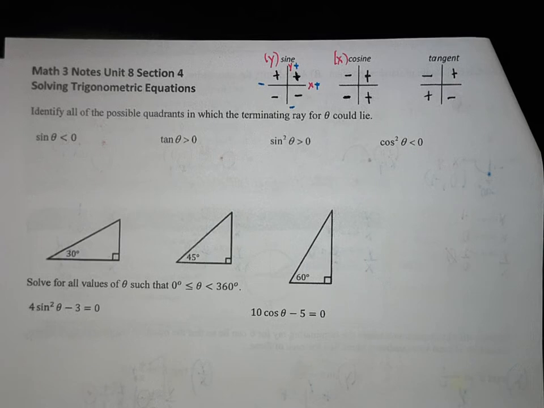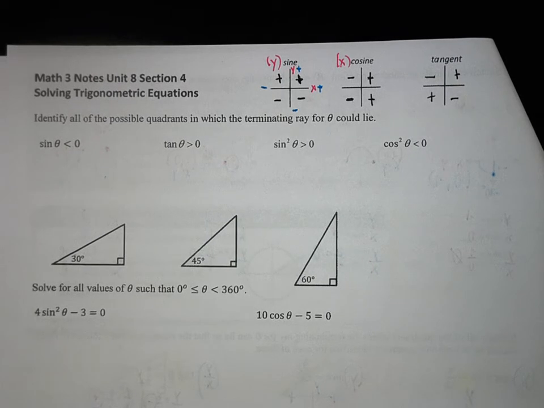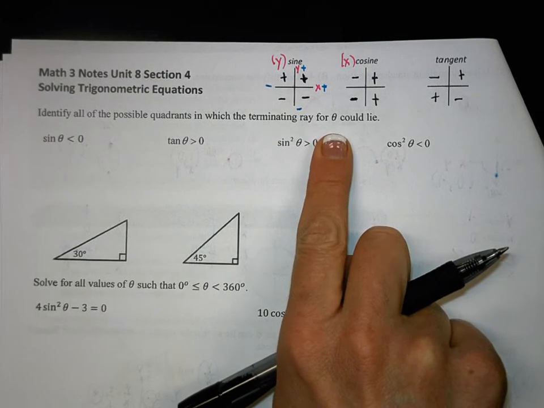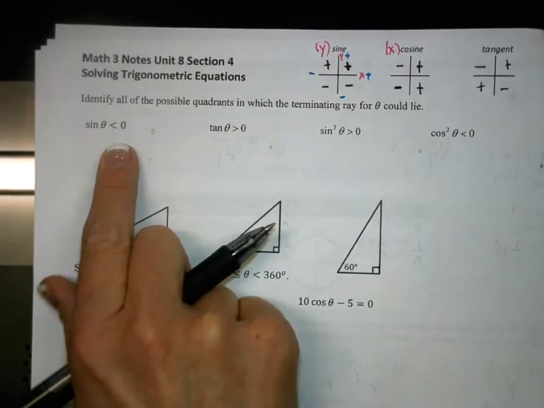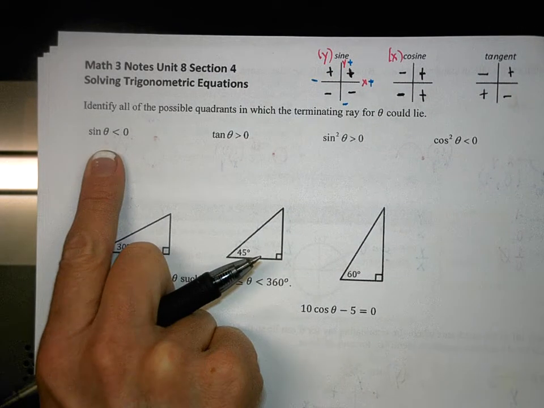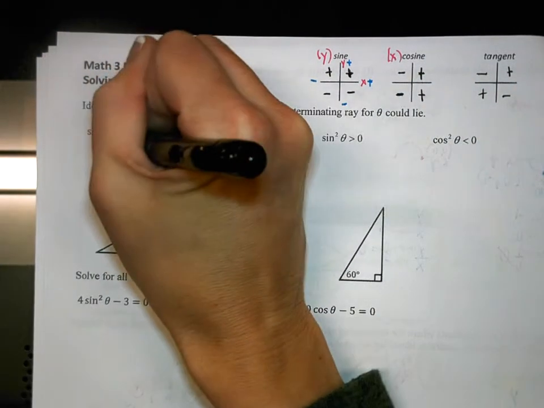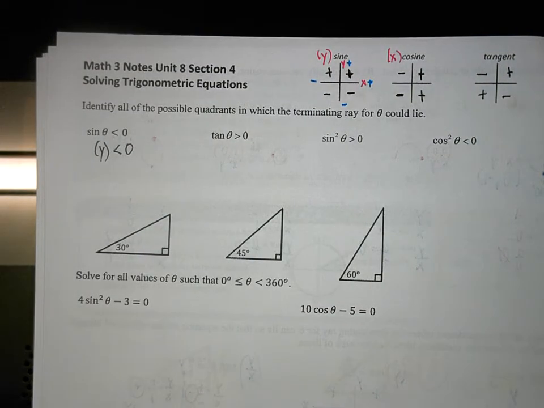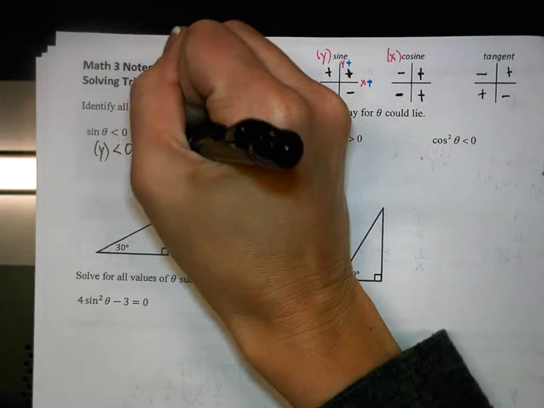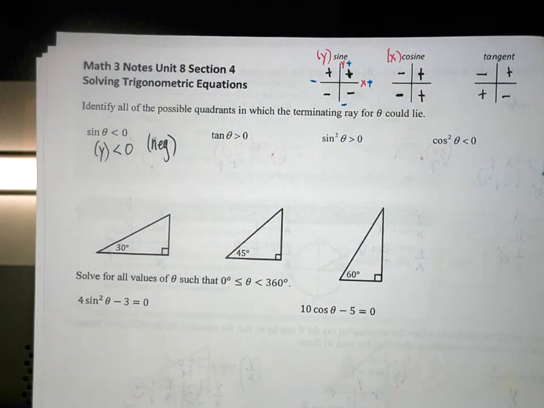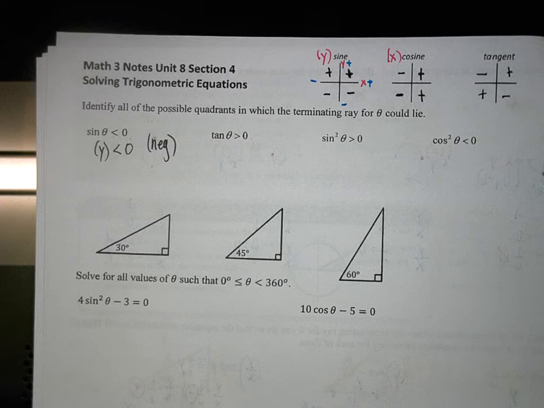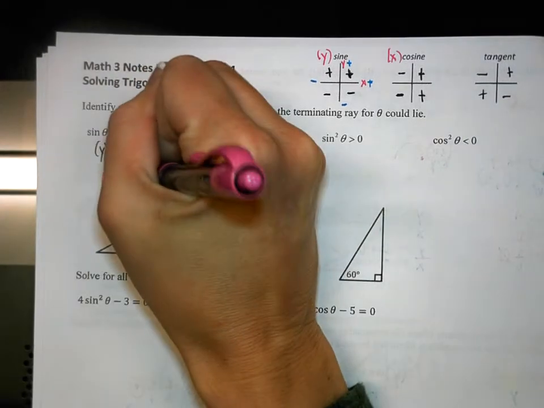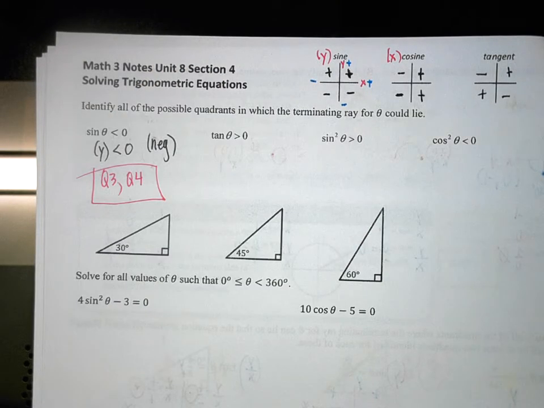Okay. So based on that information, they want us to identify all possible quadrants in which a terminating ray for these angles could lie. So they're saying right here, sine, which is y, is less than 0. Meaning what? Sine would be what? Negative. Negative values are less than 0. And so where is sine negative? Which quadrants? Very good. Quadrant 3 and quadrant 4. That would be my answer.